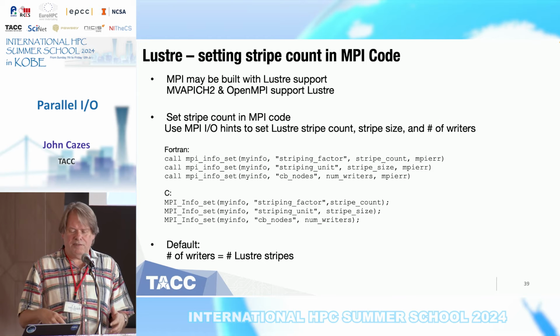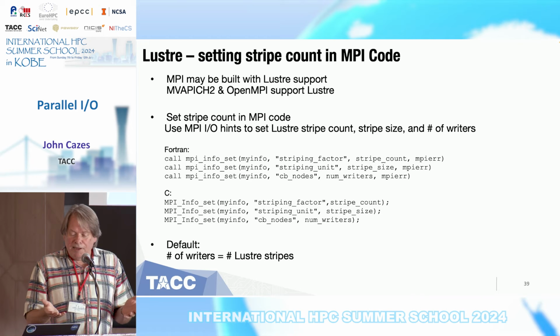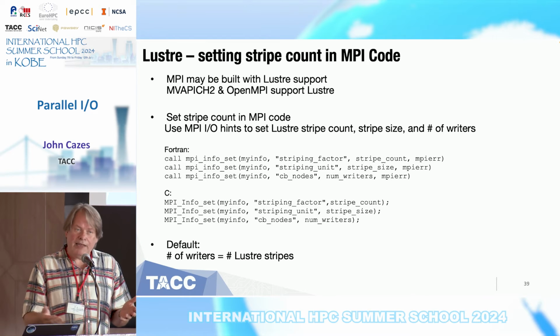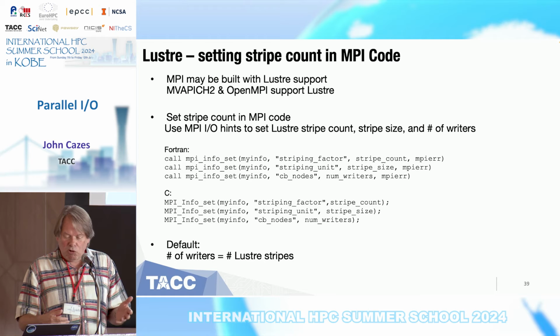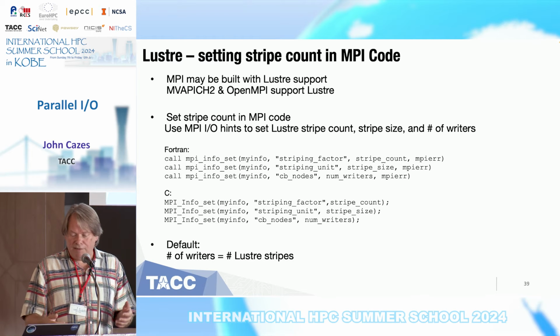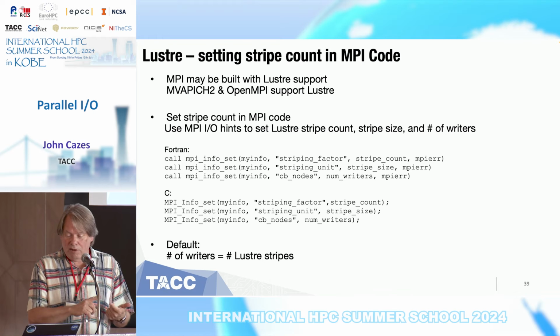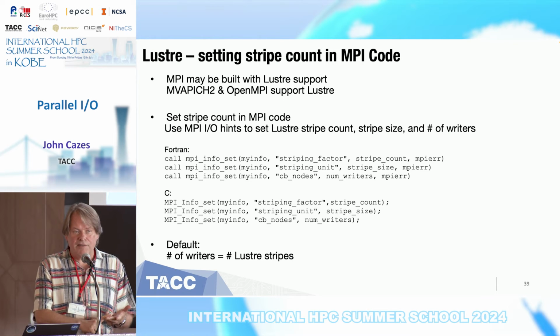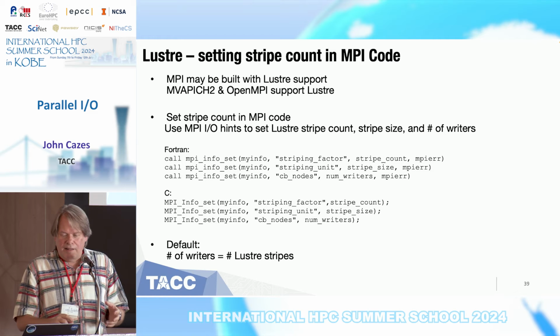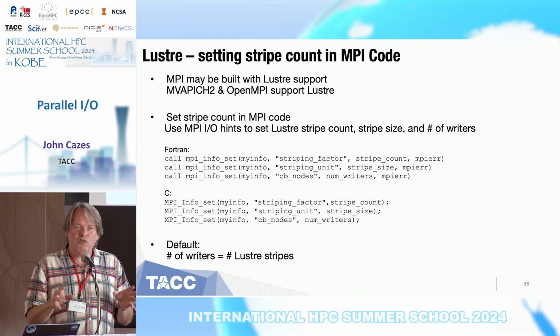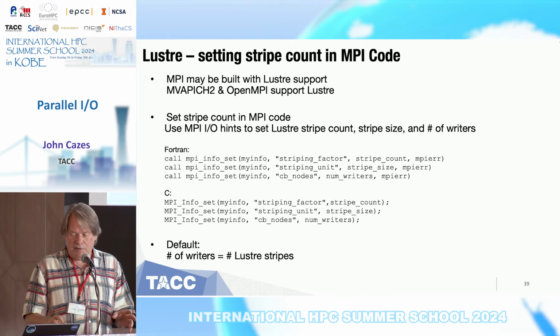Here are some examples of how you set it. You basically set up an info object, and you add data to the info object. When you open the file, you pass it this object. Here's an example where I set the stripe count, I set the stripe size, and then I've overridden the number of writers with this parameter called CB nodes, collective buffering.